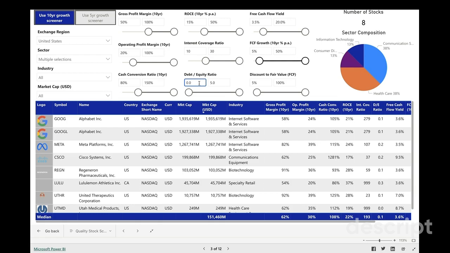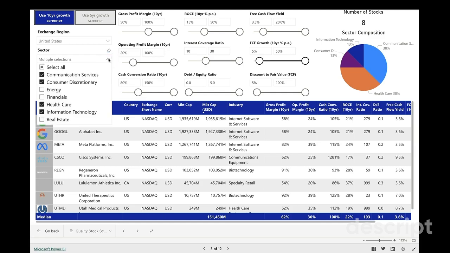These metrics are key to Terry Smith's investment philosophy, as they focus on identifying high-quality businesses with strong profitability, efficient cash generation, capital allocation prowess, financial health, and sustainable growth. The screener defaults to specific sectors like communication services, consumer discretionary, consumer staples, healthcare, industrials, and information technology because these sectors tend to have businesses with the potential for high returns on capital employed and sustainable competitive advantages, key characteristics that Terry Smith looks for.